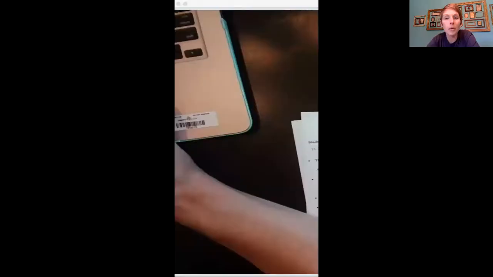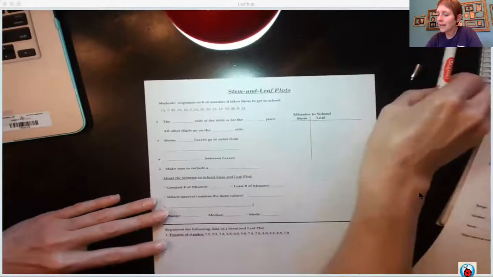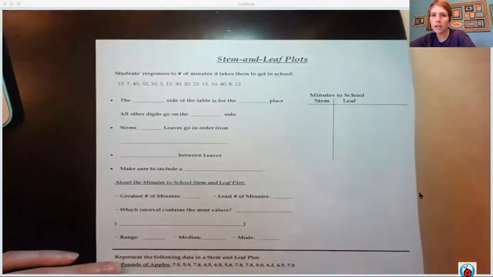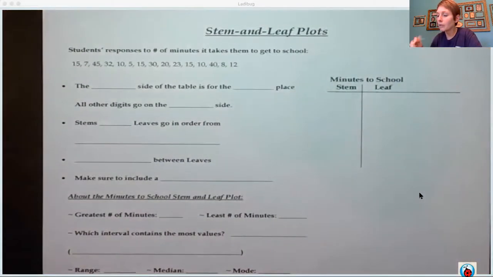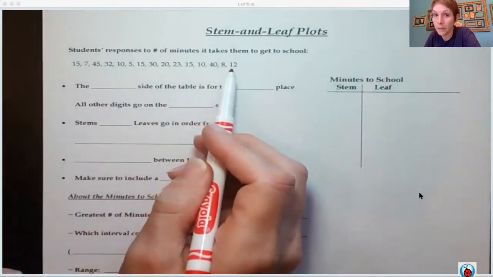As with my other videos, you need to print out the notes that were posted with the video to help follow along. Stem and leaf plots are just a way of organizing information, okay? So we're gonna talk about how to make them, but also how to interpret them. So here we have a set of data up at the top of our notes page, okay? This is the amount of time some students said it takes them to get to school, okay?